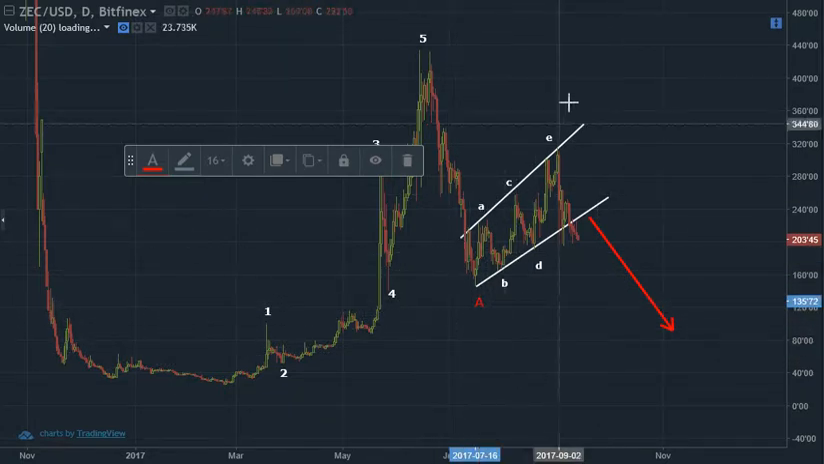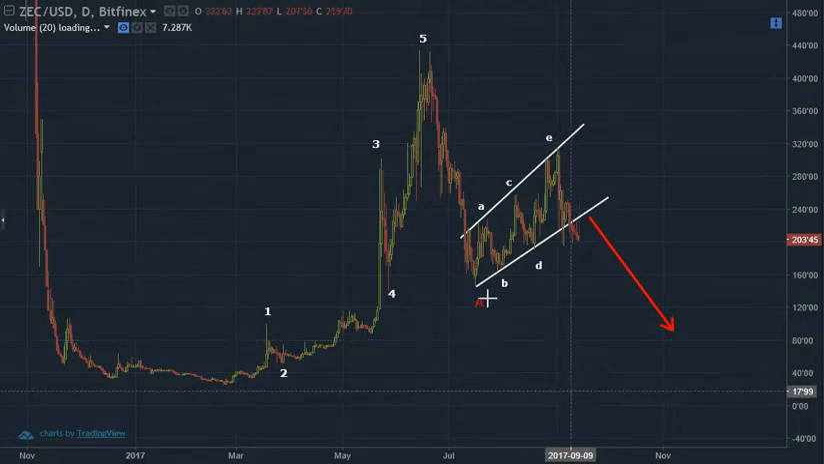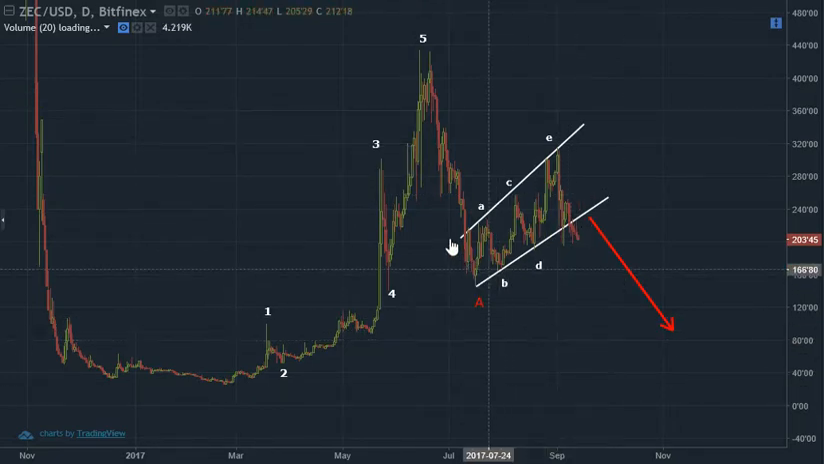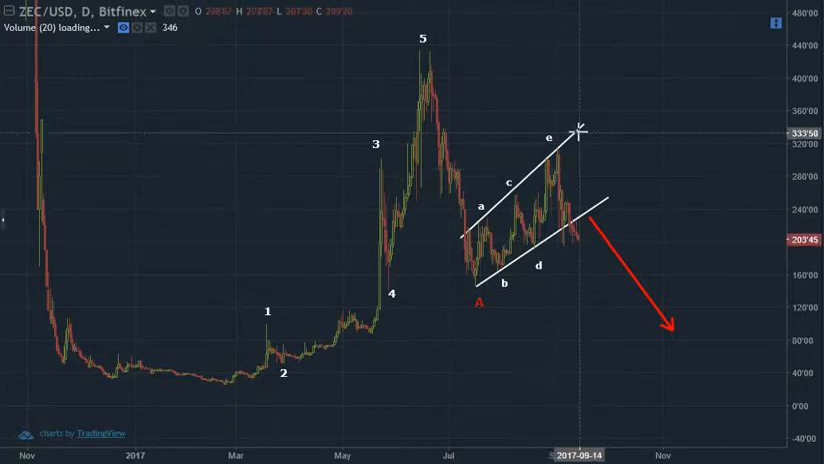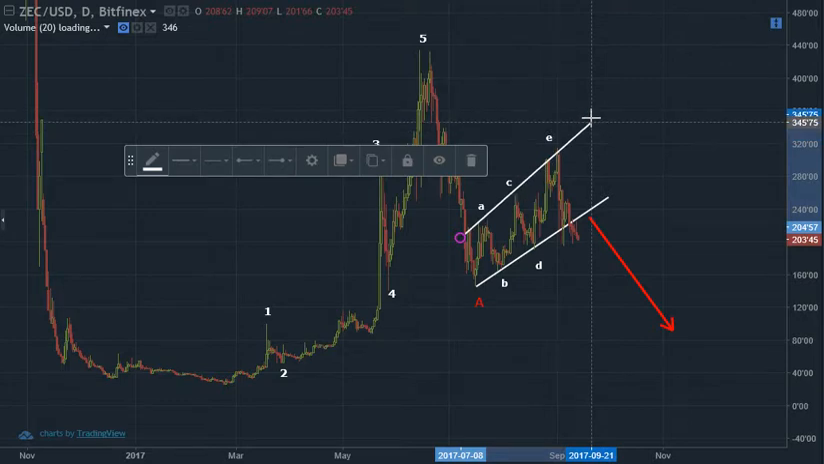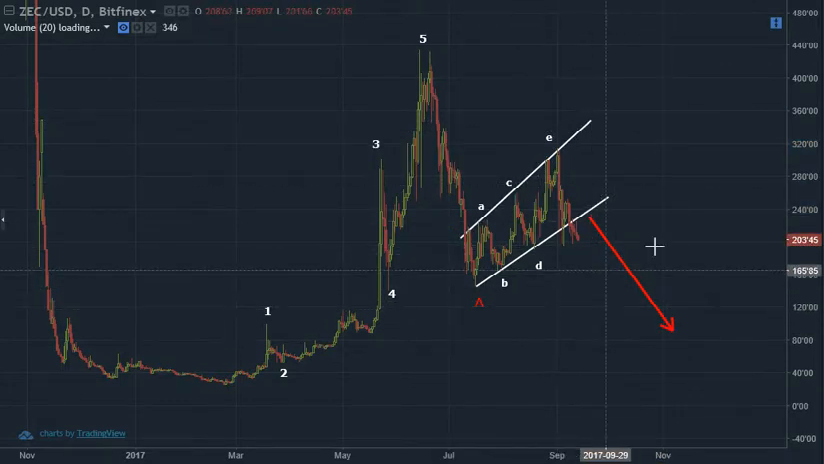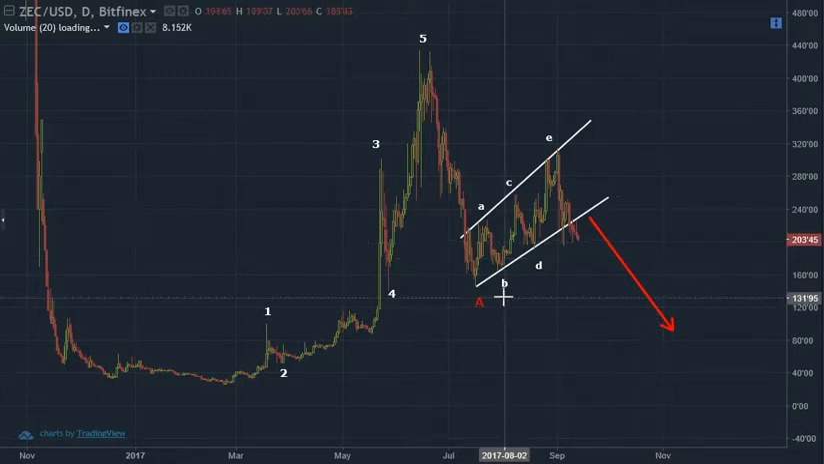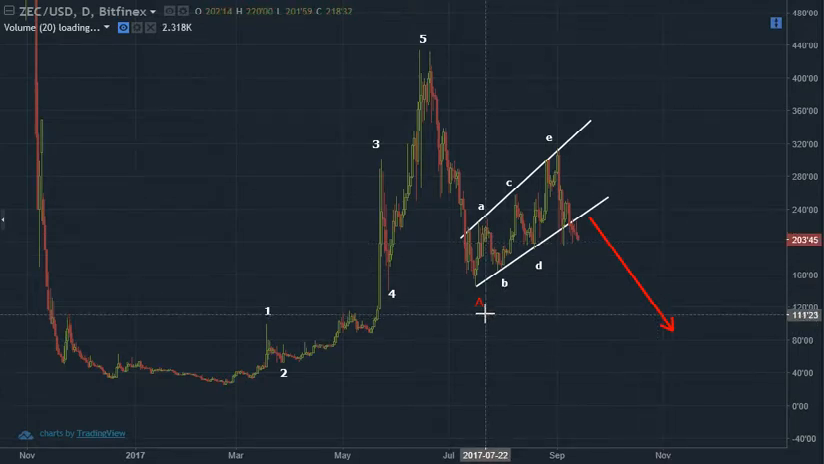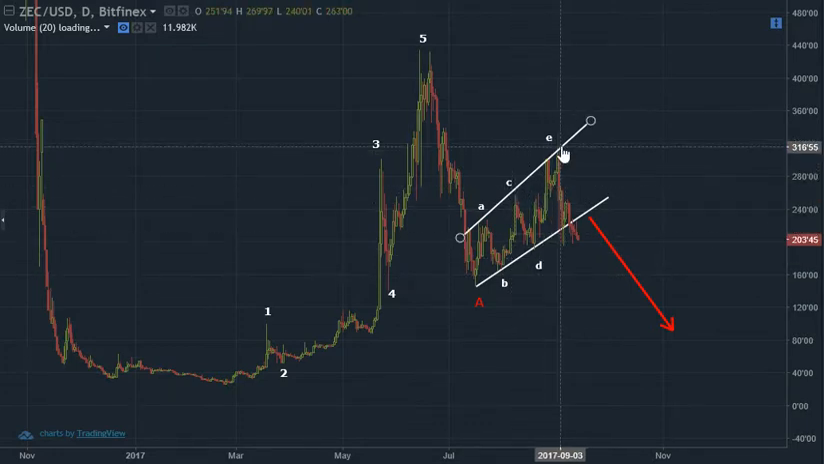But here's an expanding triangle as well. Or you can call it a bear flag. A bear flag is a pattern just like this, usually more parallel like that. But this is a bear flag combination expanding triangle. And it has A, B, C, D, and E. So it's, in this case, a continuation pattern.